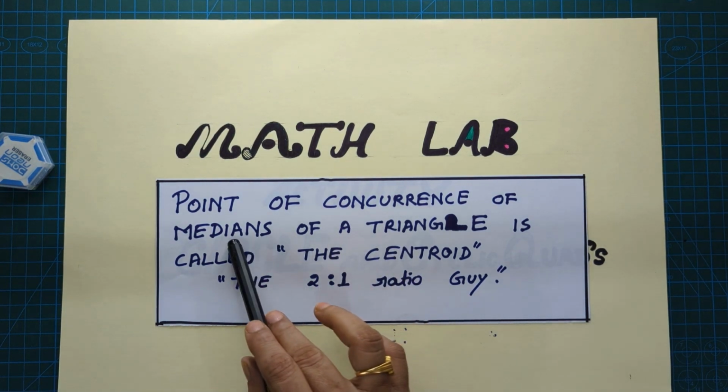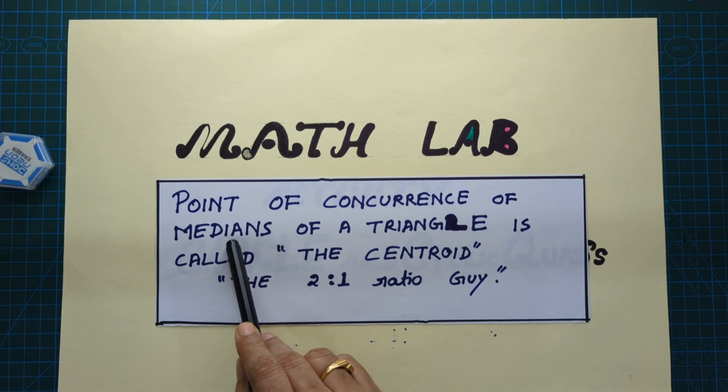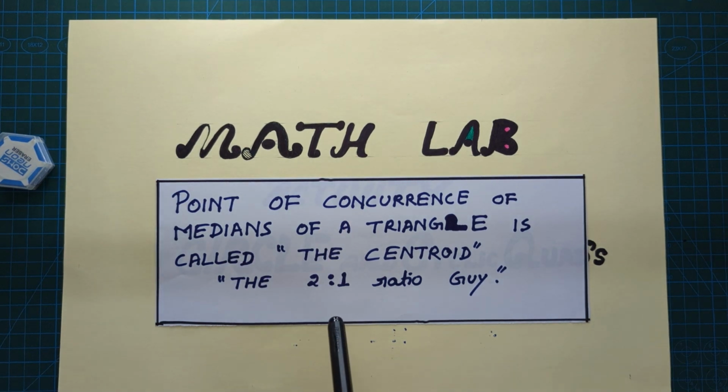So what is a median first of all? Median is the line joining the vertex to the midpoint of the opposite side. A triangle has 3 vertices, so it will have 3 medians. And the medians' lengths will be the same in case of an equilateral triangle. In case of an isosceles triangle, 2 medians' lengths will be the same.